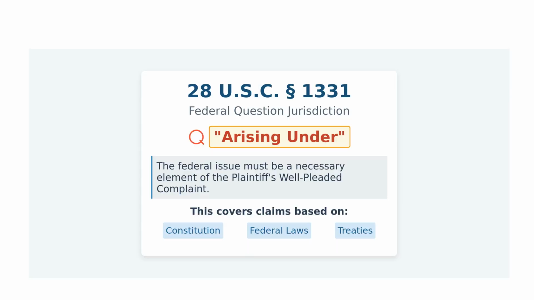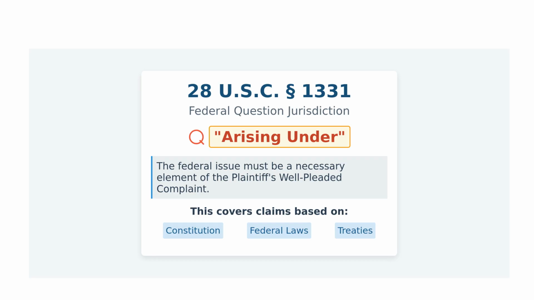We now turn our focus to the first pathway, federal question jurisdiction, governed by Title 28, Section 1331. This statute grants federal courts jurisdiction over any civil action arising under the Constitution, laws, or treaties of the United States. The critical phrase here is arising under, which triggers the core test for federal question jurisdiction. For jurisdiction to exist, the federal issue must be a necessary and substantial element of the plaintiff's cause of action.